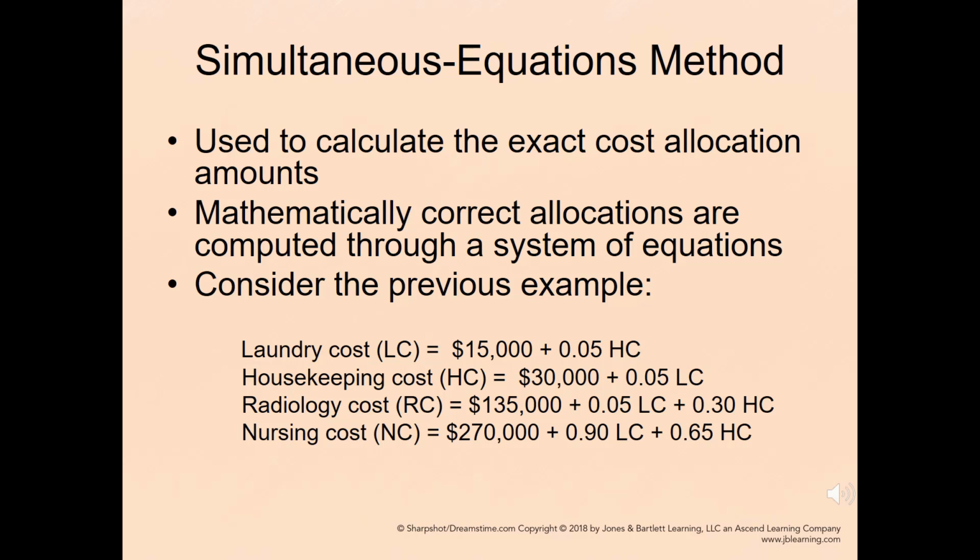Simultaneous equations method is used to calculate the exact cost allocation amount. Mathematically correct allocations are computed through a system of equations. Consider the previous example. Laundry cost equals $15,000 plus 0.05 HC. The housekeeping cost equals $30,000 plus 0.05 LC. Radiology cost equals $135,000 plus 0.05 LC plus 0.30 HC. And nursing cost equals $270,000 plus 0.90 LC and 0.65 HC.